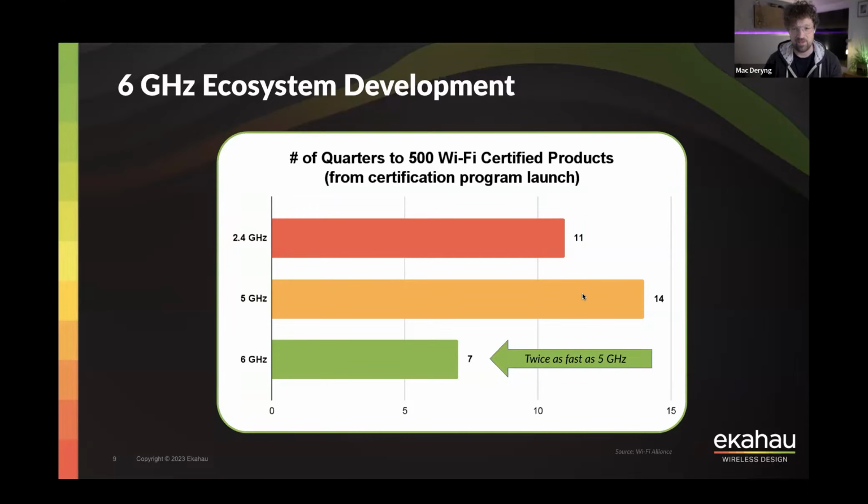Then 5 gigahertz was a little bit slower. It took 14, and 6 gigahertz, it took just 7. It's twice as fast. The adoption is twice as fast when compared to 5 gigahertz.